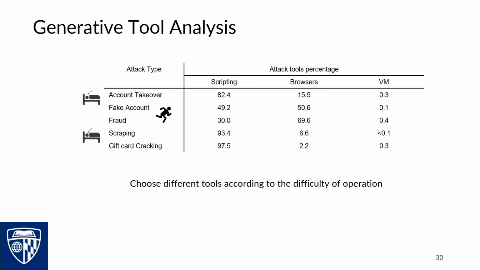When we combine the attack type with the attack tools, we can find attackers also choose different tools according to the difficulty of the attack. Account takeover, gift card cracking, and scraping are simple attacks, so attackers prefer to use the scraping tools. The fraud attack actually is a hard attack. Thus, attackers prefer to use the browsers. Attackers prefer simple tools, and usually if they can get the result, they will not choose the complex tools.